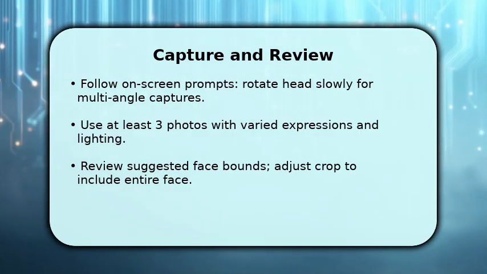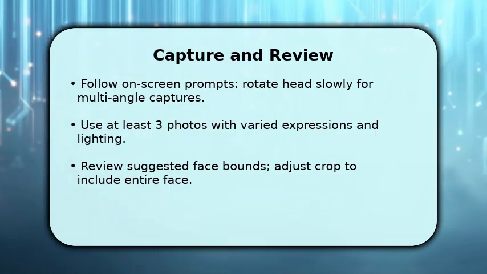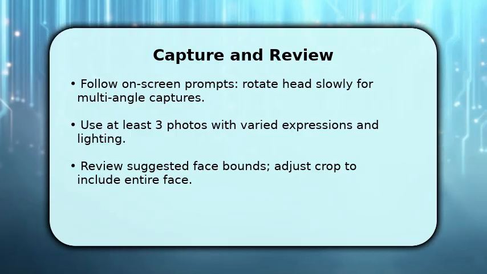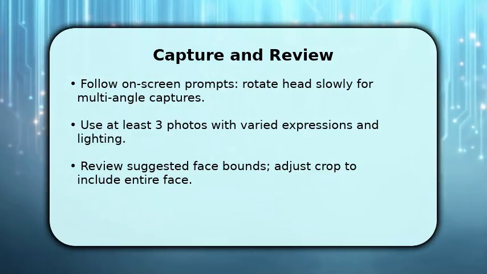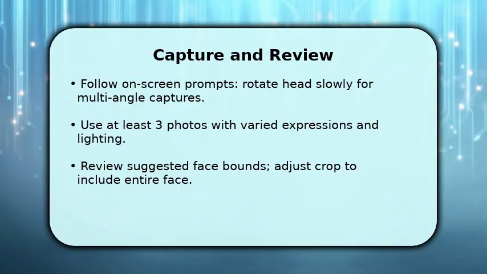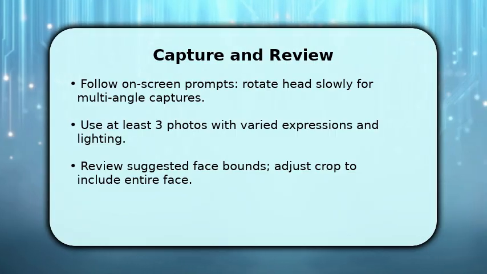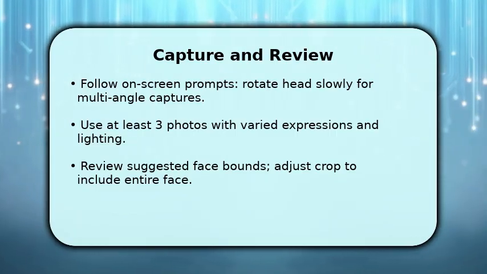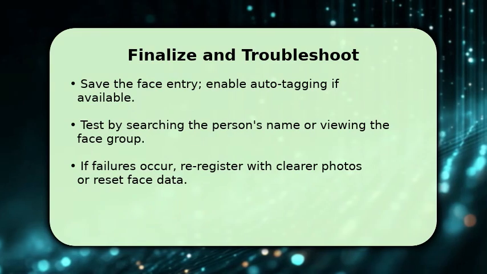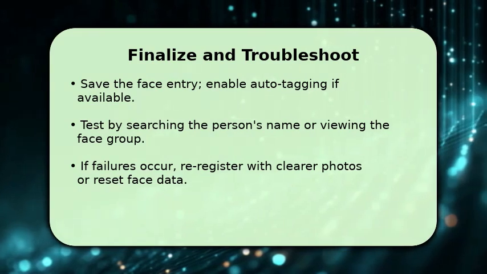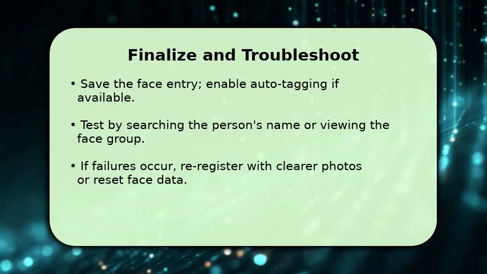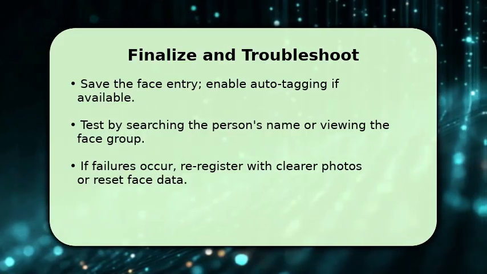Once the app generates a composite, review the face bounds and adjust the crop if the chin or forehead is clipped. Make sure to add a name or tag that matches your contacts or album taxonomy, because consistent labeling improves future search and auto-grouping in the gallery. Finish by saving the face entry and enabling auto-tagging for new photos. This lets the gallery auto-group future images.